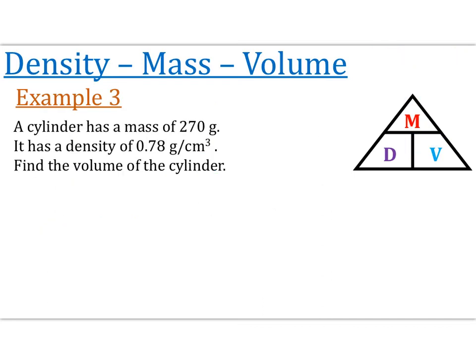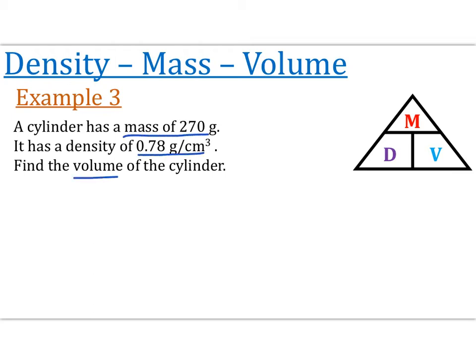Oh, we've got a cylinder. A cylinder has a mass of 270 grams. It has a density of 0.78 grams per centimeter cubed. So no unit issues this time. Find the volume of the cylinder. Okay, I think we can do that. It doesn't ask us to do anything particularly fancy. It says here's the mass, here's the density, find the volume.